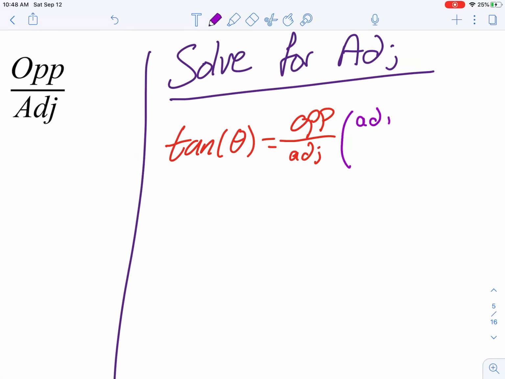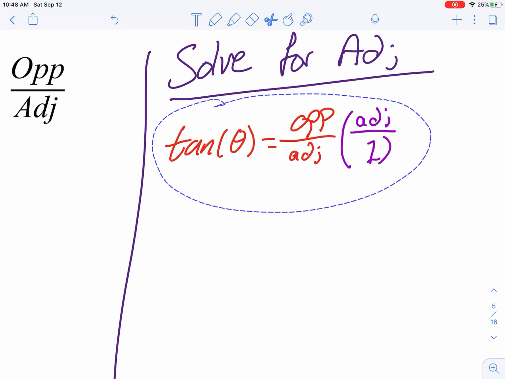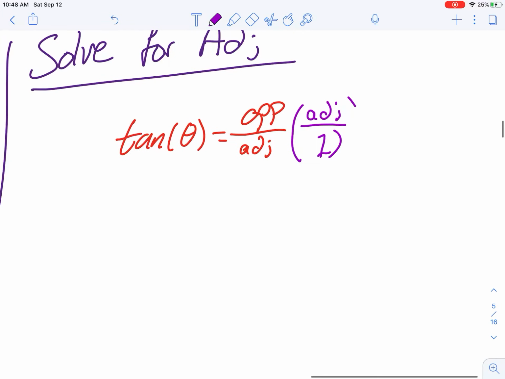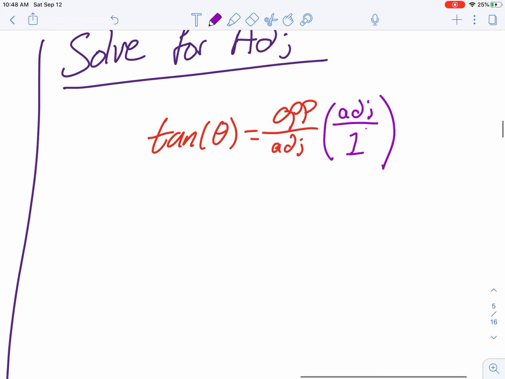I'm going to multiply both sides by adjacent over 1 because I'm trying to get it to the top. I should have given myself more room here. Okay, so that's adjacent over 1. What you do to one side, you have to do to the other.